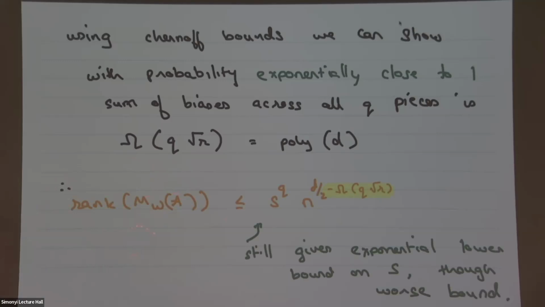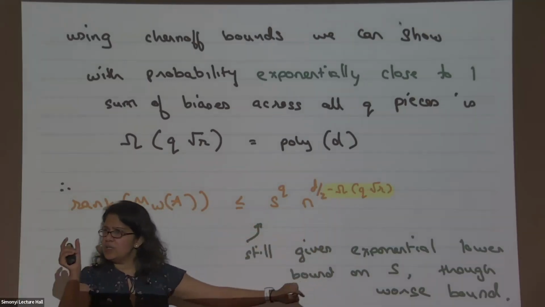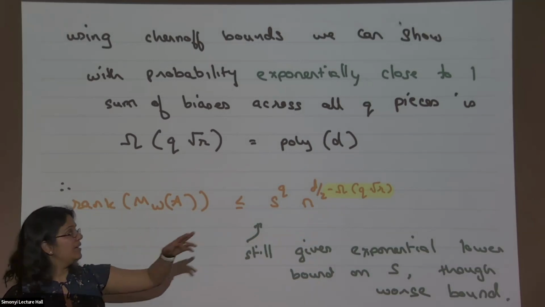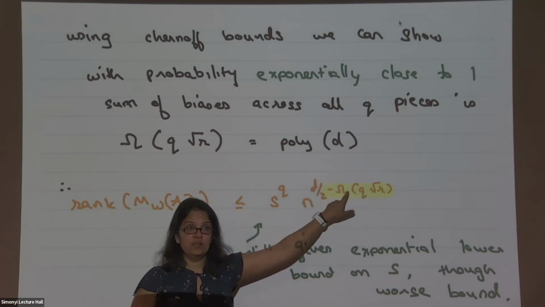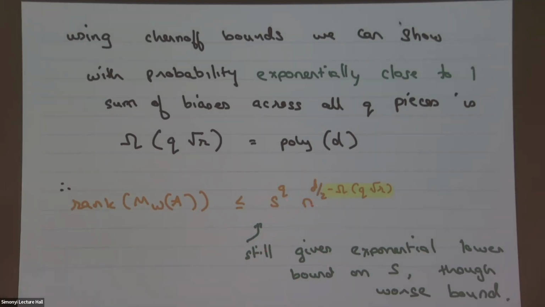So the final rank: when the sum of biases is large, that's the rank deficit I get, because in each piece where there's bias, I gain something and my rank falls a little. Whatever the sum of biases is, that's how much the rank falls in the exponent. And now I lose an S to the Q because there were S to the Q summands. When I cut it into so many pieces, I lose an S to the Q.